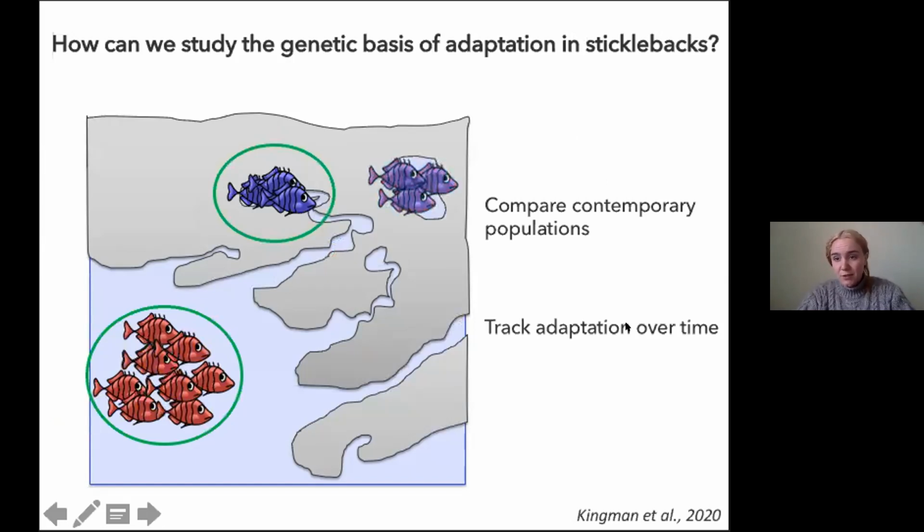So Mike Bell has, for example, done this in Alaska, where he put marine sticklebacks in a stickleback-free freshwater pond and then sampled the fish each year for, I think, now 30 years. And 30 years is a crazy amount of time. So it's really time intensive and challenging to track this adaptation over time. And you can actually read more about this experiment in Kingman et al. on bioRxiv.